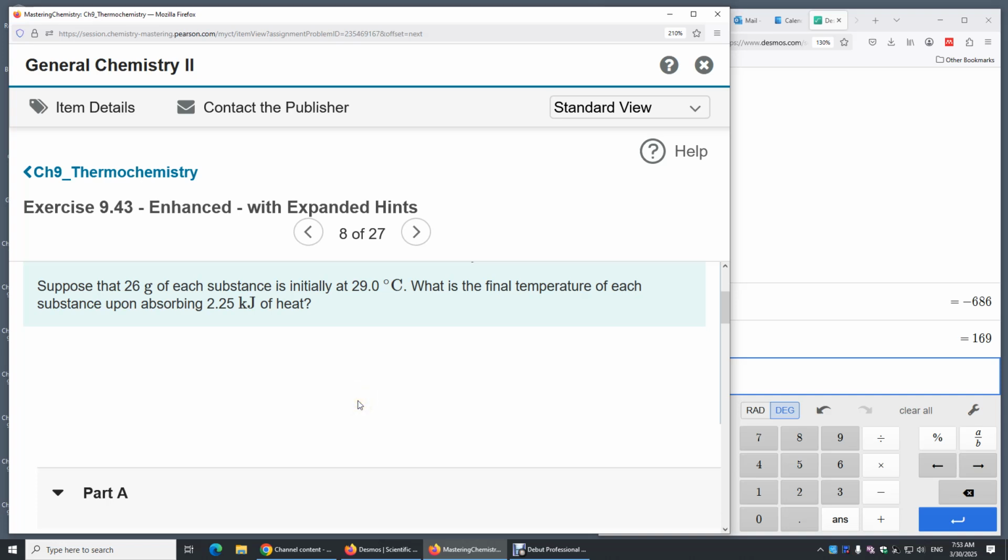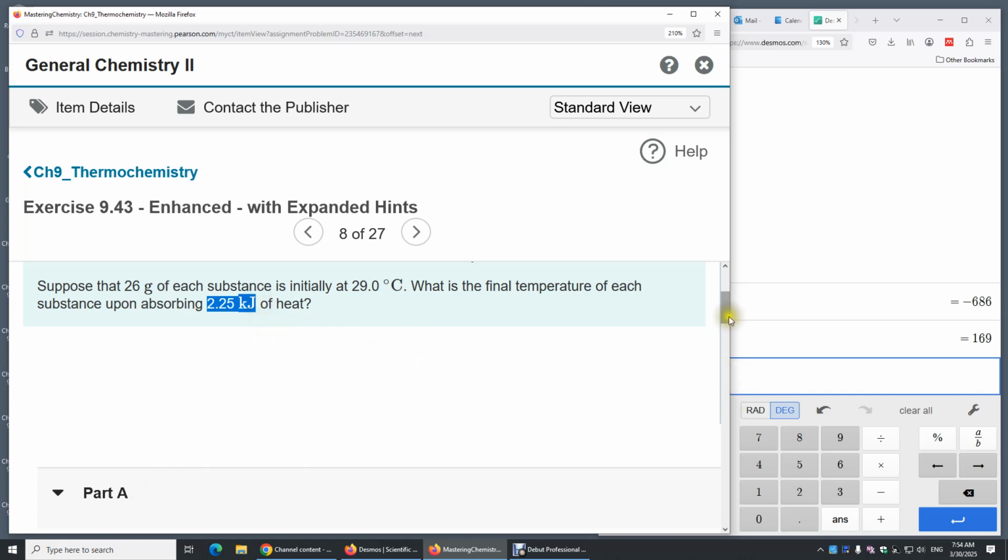Chapter 9, Thermochemistry, Exercise 9.43. Suppose that 26 grams of each substance is initially at 29.0 degrees Celsius. What is the final temperature of each substance upon absorbing 2.25 kilojoules of heat? This is 2,250 joules.